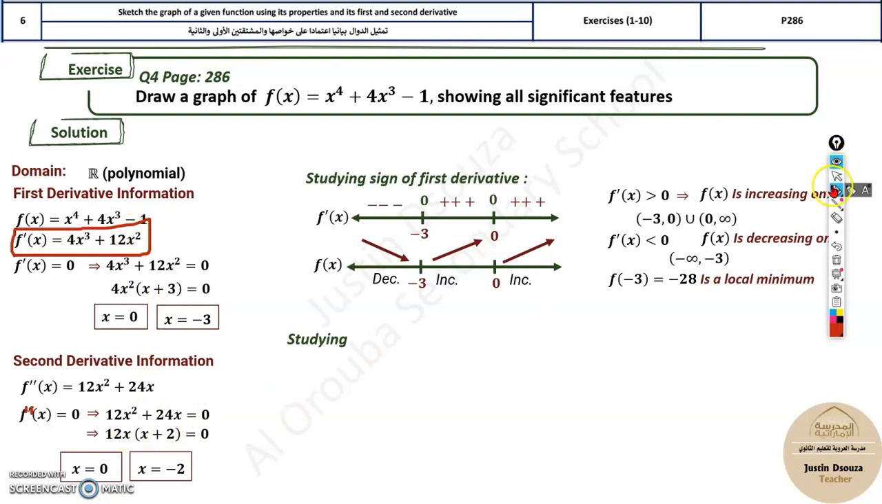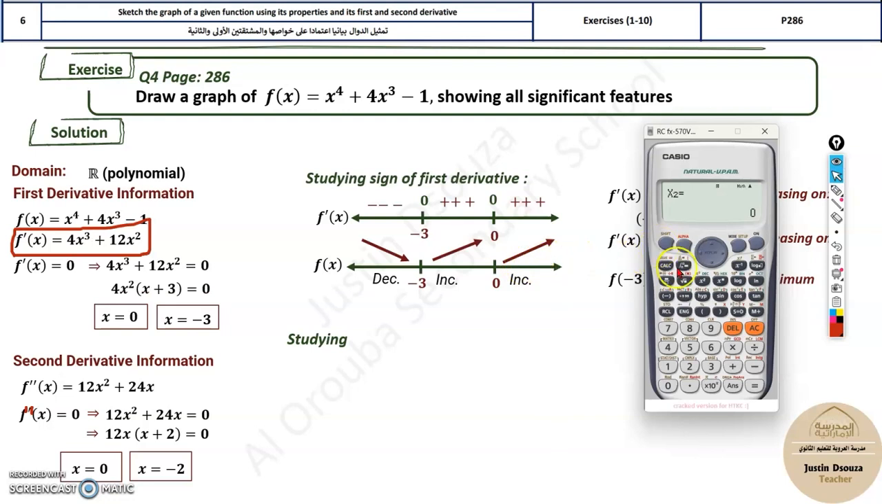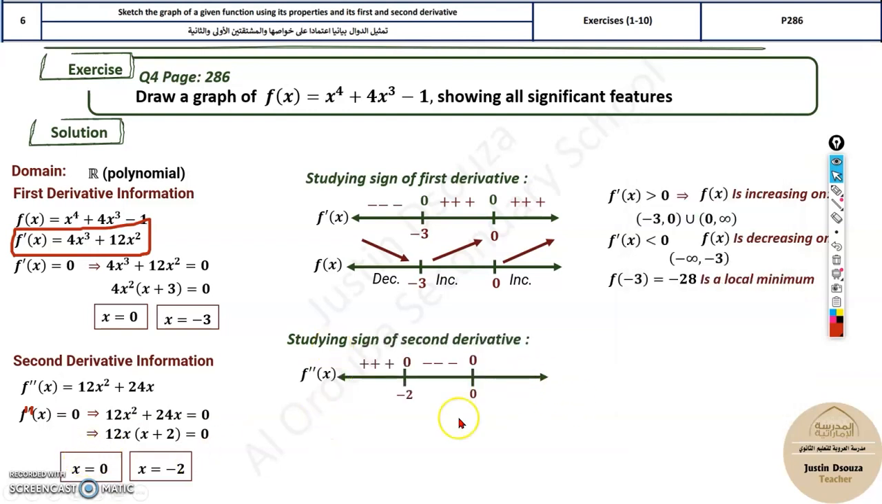And then you can put this in the calculator. I'll show you over here. Now it's mode 5 and 3 because it's quadratic, power 2 is maximum. It's 12, 24, 0. The answer is -2 and 0. Now again, just like what we had done studying the first derivative, we can study the second derivative. You must take the values from the second derivative. Okay, these are the inflection points.